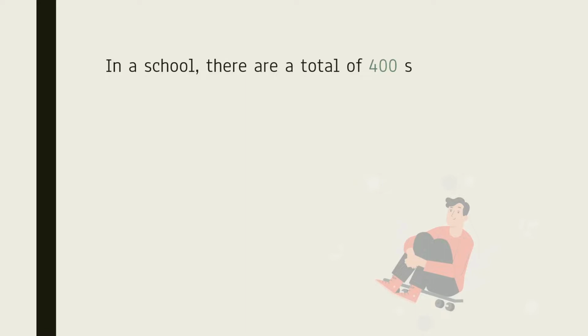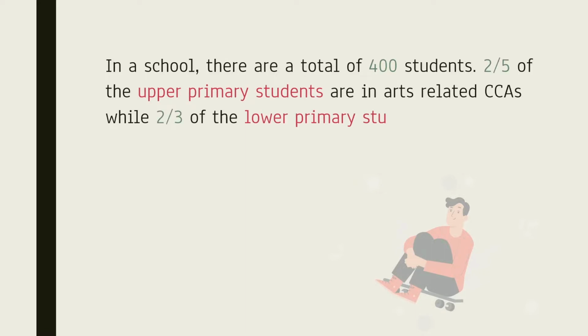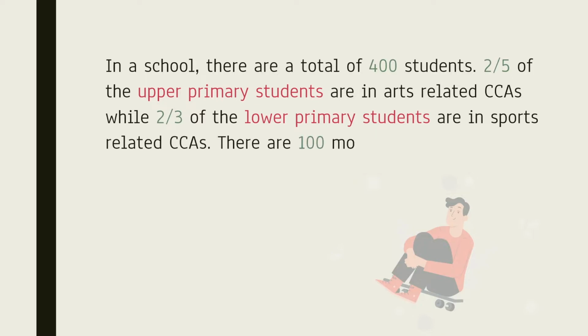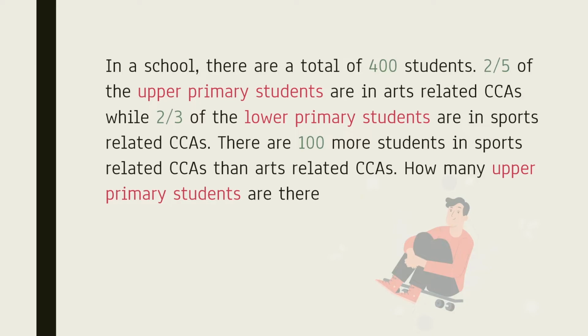In a school, there are a total of 400 students. 2 out of 5 of the upper primary students are in arts-related CCAs, while 2 out of 3 of the lower primary students are in sports-related CCAs. There are 100 more students in sports-related CCAs than arts-related CCAs. How many upper primary students are there in this school?